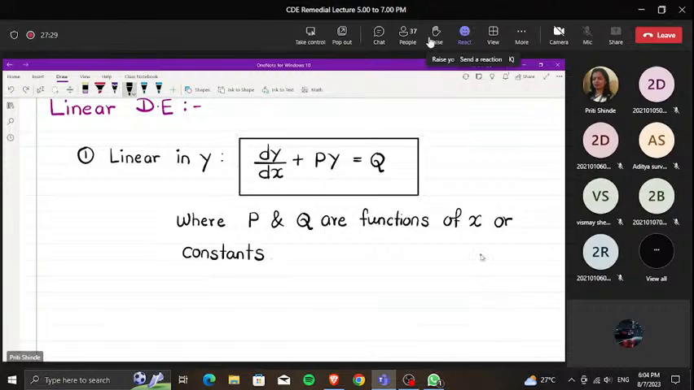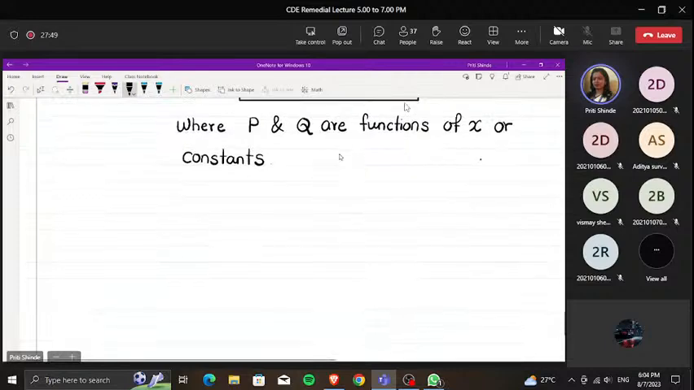Okay. And p and q, there is only one y. Along with y, there is a p. P is either constant or function of x. Right hand side is a q. Is again a constant or function of x. So in your differential equation, there is only one y. So this is linear in y.